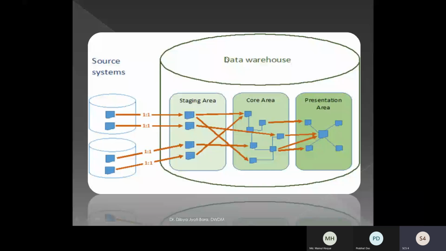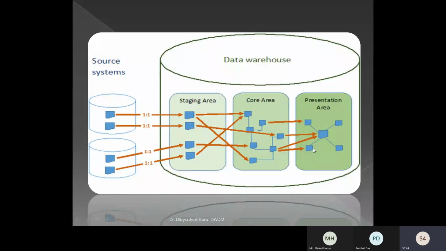The data warehouse. This is 1:1, you know that this is 1:1 mapping. Okay, 1:1 mapping. This can also be asked if it is a complex level or competitive exam, so that question may also be asked: what type of mapping is going on there?